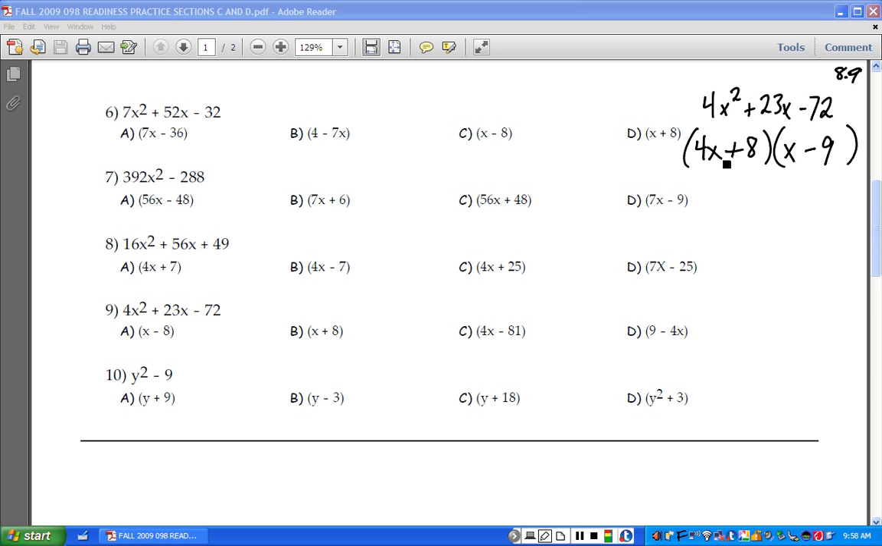So let's look. First times first gives us the first. Last times last gives the last. On the outside I have negative 36. On the inside, positive 8. So when I combine these, I get negative 28x. Is that right? Okay, that is not what I want. I want a positive 23x. So I have to change some things. So let's see what we can do here.